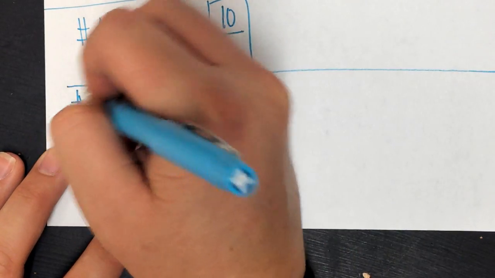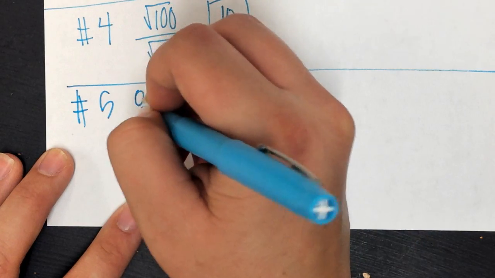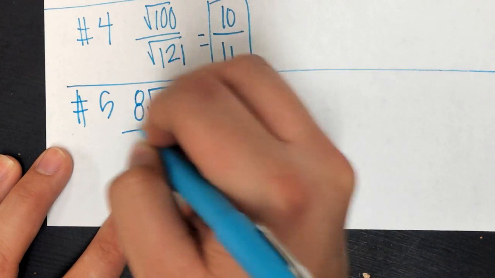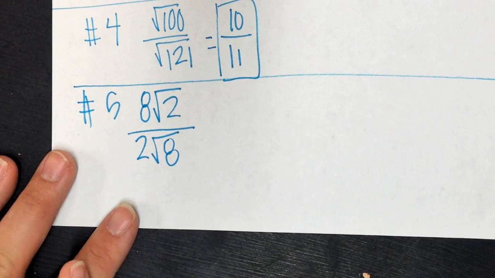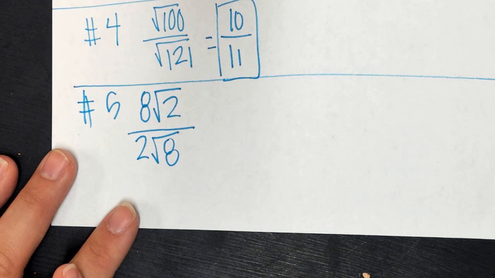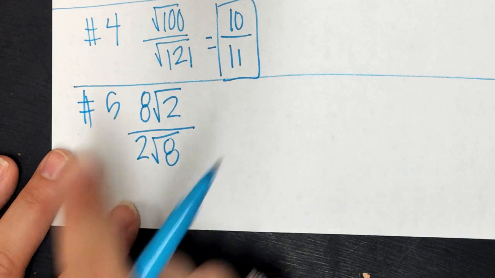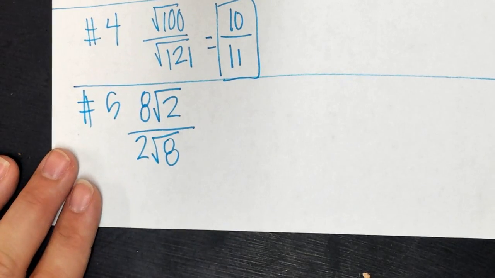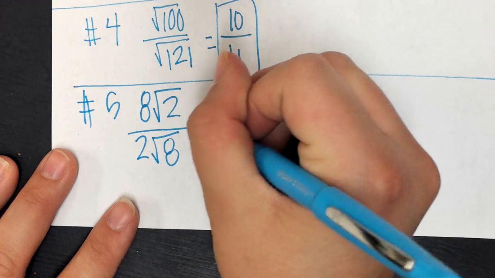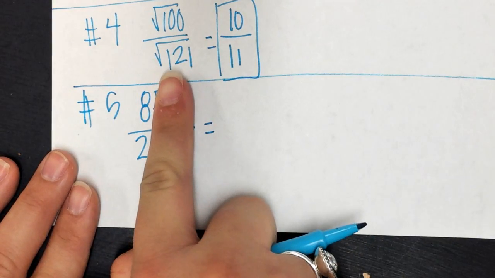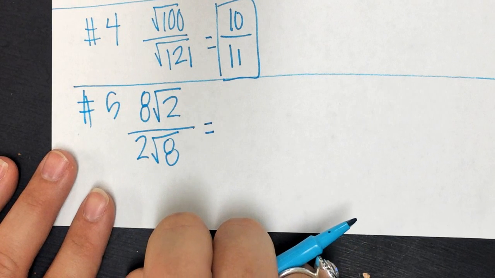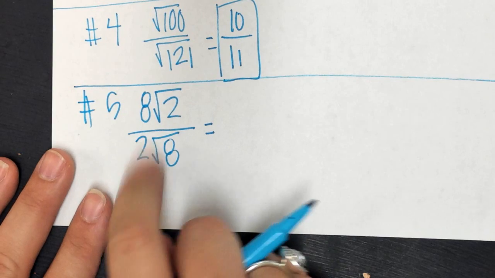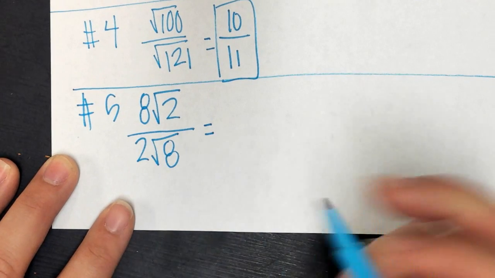Okay, example number 5. 8 square root of 2 divided by 2 square root of 8. Just like we can multiply the outsides and multiply the insides, you can divide the outsides and divide the insides. Okay? Do you see something right here that could be simplified? Diego said 4, because 8 divided by 2 is 4.